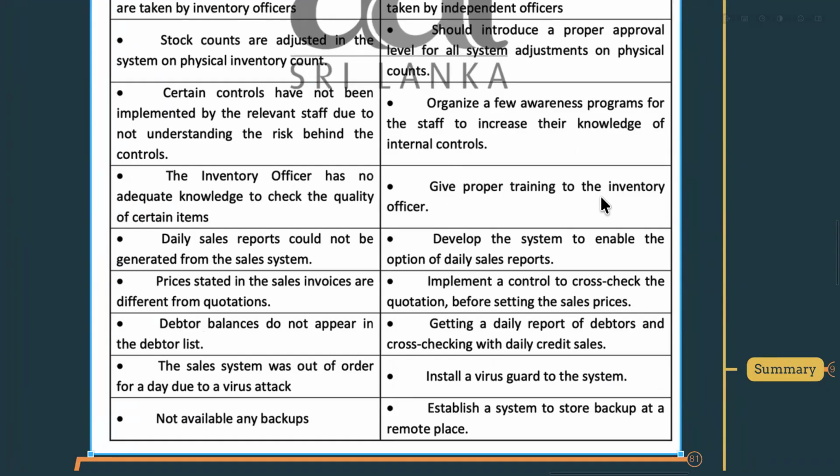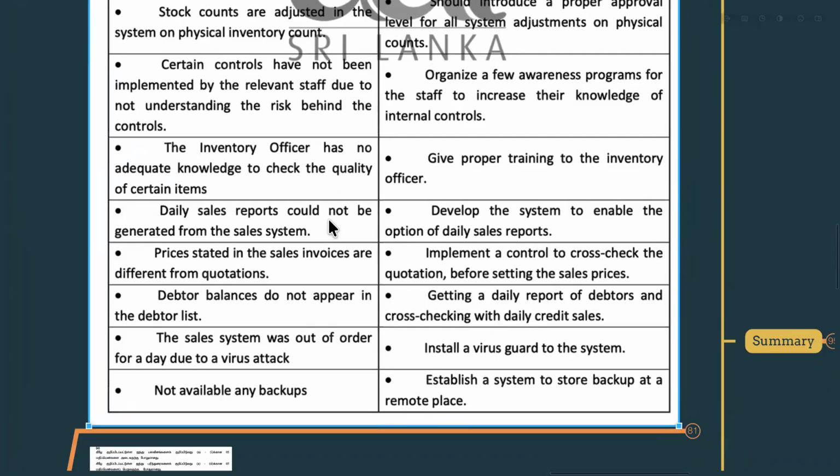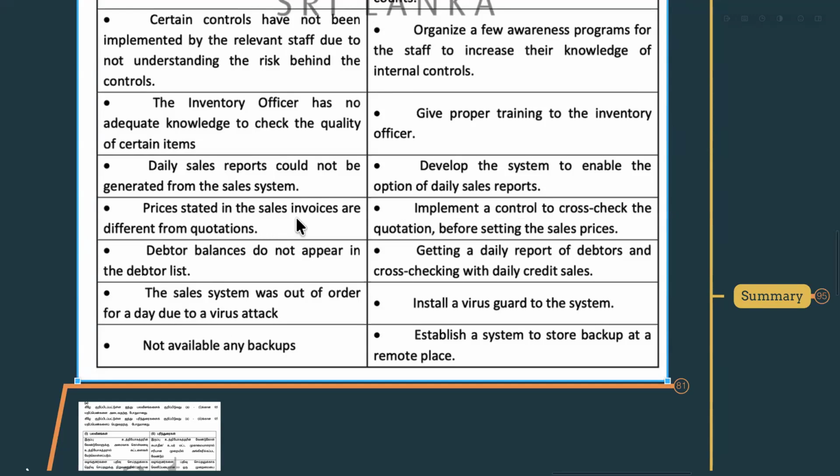And the inventory officer has no adequate knowledge to check the quality of certain items. We have to give proper training to the inventory officer, or we have to hire someone. Why can't we hire someone? Because of huge salary demand. And daily sales reports couldn't be generated from the sales system. Develop the system to enable the option of daily sales reports. And prices stated in the sales invoice are different from the quotations. So we have to implement a control to cross-check the quotation before setting the sales prices.